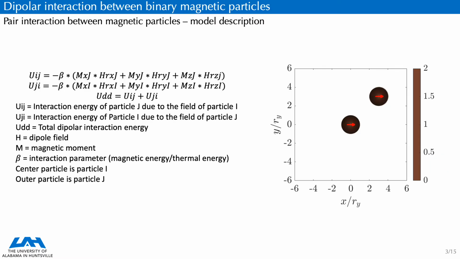This is the expression that we came up with to quantify the energy of our binary system. We went through and found the energy of the system with particle J at a variety of different positions, whether it be here, here, here, or at any other position around particle I.